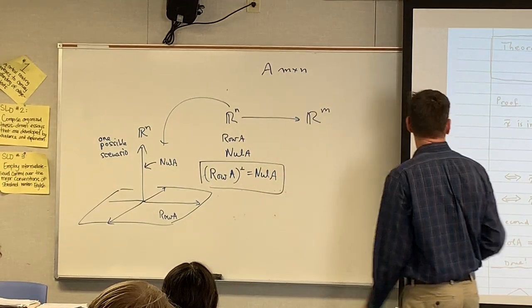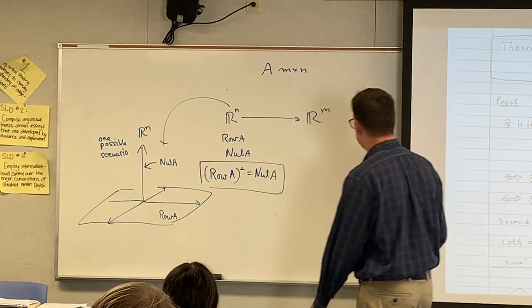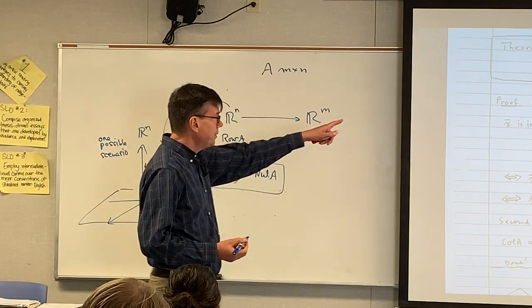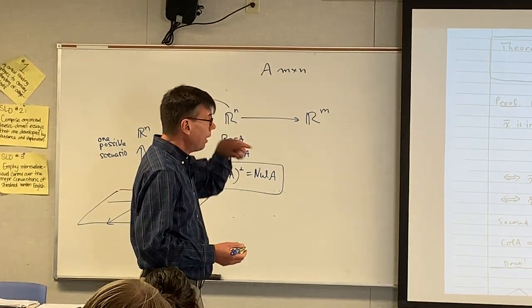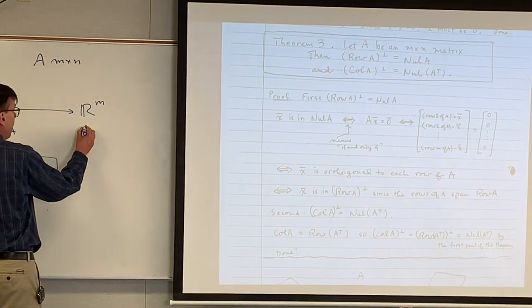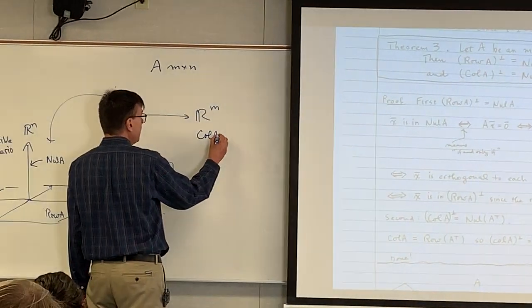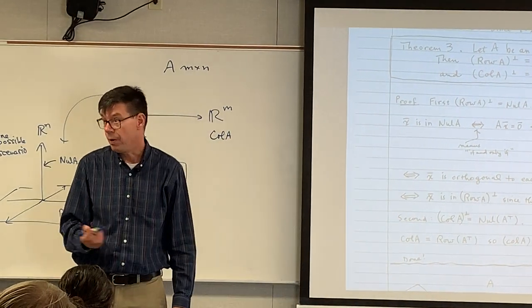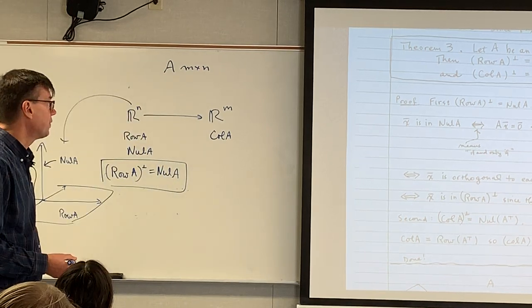So that's just trying to frame this a little bit. And the column space of A perp is equal to the null space of A transpose. So we know the column space of A is the range, really, of a linear transformation.